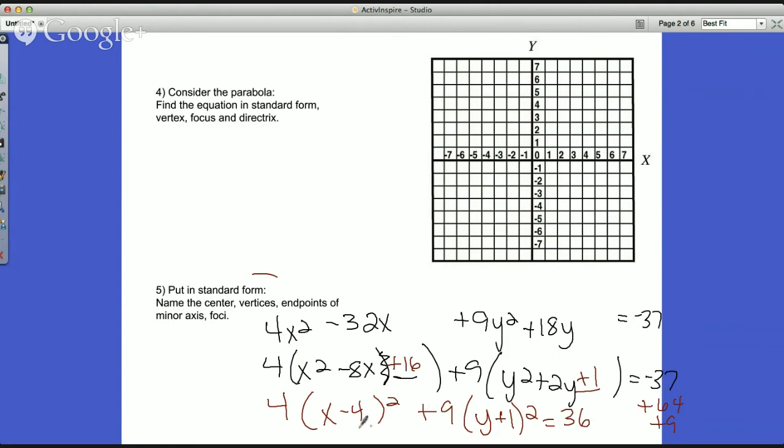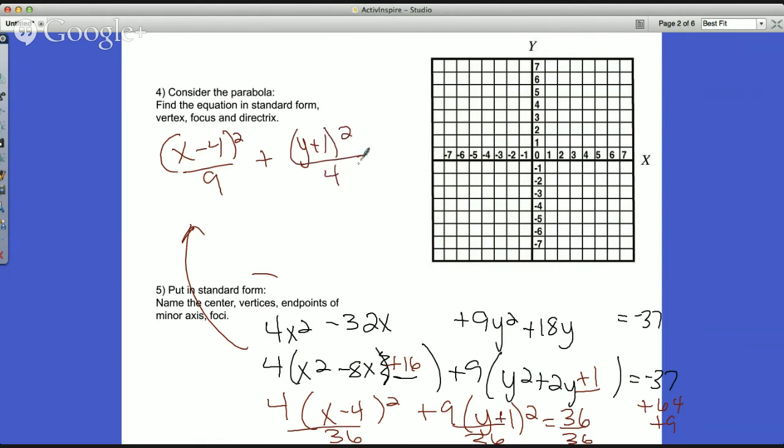So once I do that, I'll divide by 36 on both sides to make sure that we get it in the correct form where it's equal to 1. And I'm actually going to bring it up top here because I ran out of room. But I should then have x minus 4 squared all over 9 plus y plus 1 squared all over 4 equals 1. Is that what you got? Yep. Excellent.